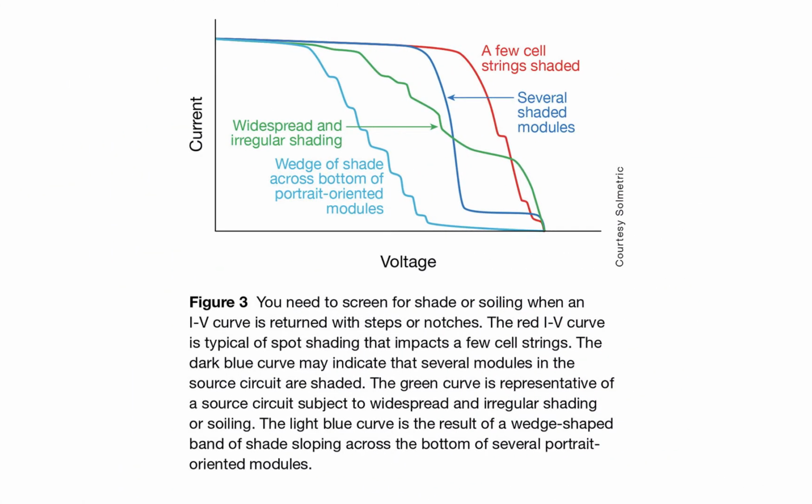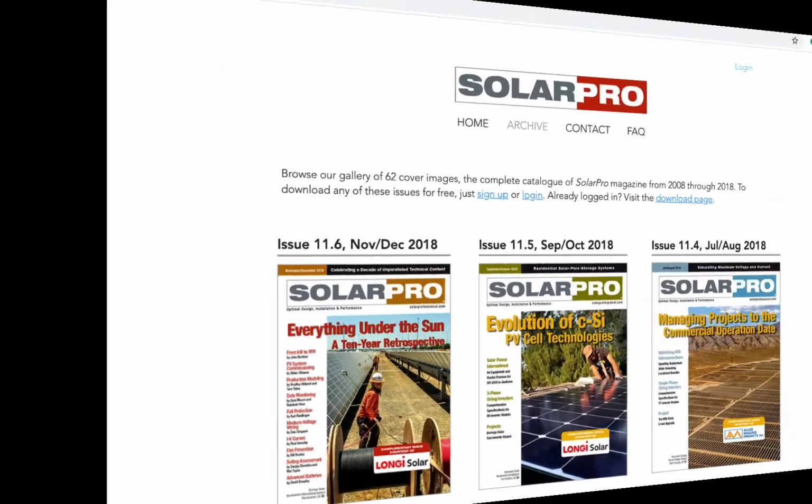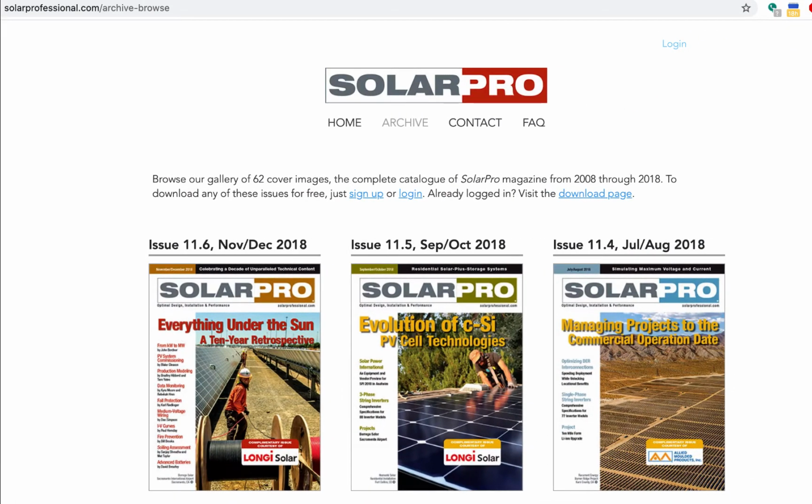This is an image from Solar Professional magazine. You can still go to solarprofessional.com and download all the old issues. It was really sad that they stopped making their magazine, but hey, I guess selling paper magazines was not the future. Go there though and download every issue that they ever made over 10 years.